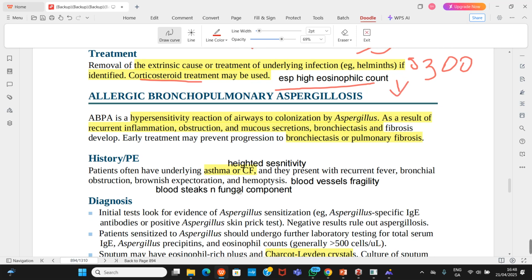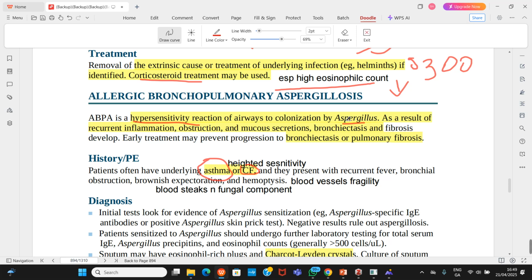So moving on to ABPA, allergic bronchopulmonary aspergillosis. This is a hypersensitivity reaction to aspergillus. One thing I want us to know is that to further consolidate our diagnosis in our mind, always check the question: does this person have a history of asthma or cystic fibrosis? Most of the time, one of them is going to be there, because that is what is increasing the hypersensitivity to this aspergillus antigen.